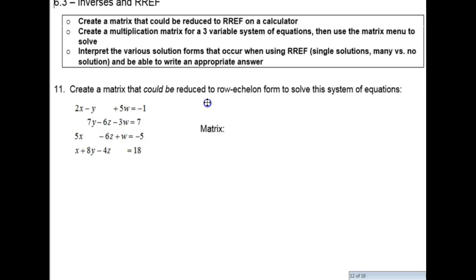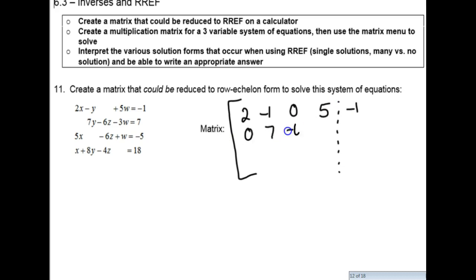Alright, so here, all you need to do is set up a matrix that could be reduced to row echelon form. You don't even have to solve it. So basically I'm asking you for the augmented matrix: coefficients with the solutions. Technically you guys should be remembering to separate your coefficients from your solutions that way for the augmented matrix. Just watch your coefficients. We're trying to line them up as best we could.